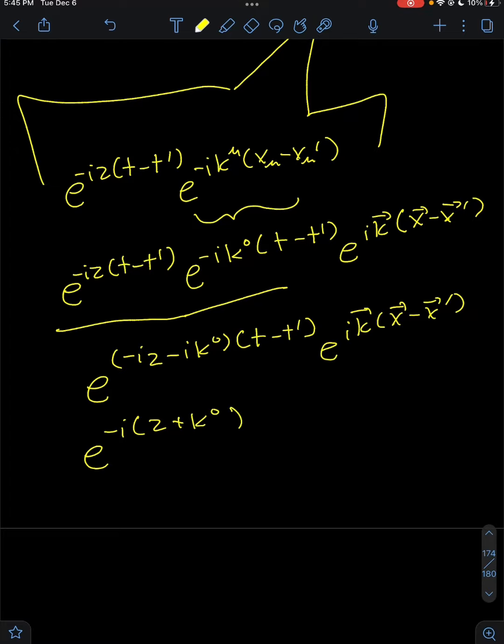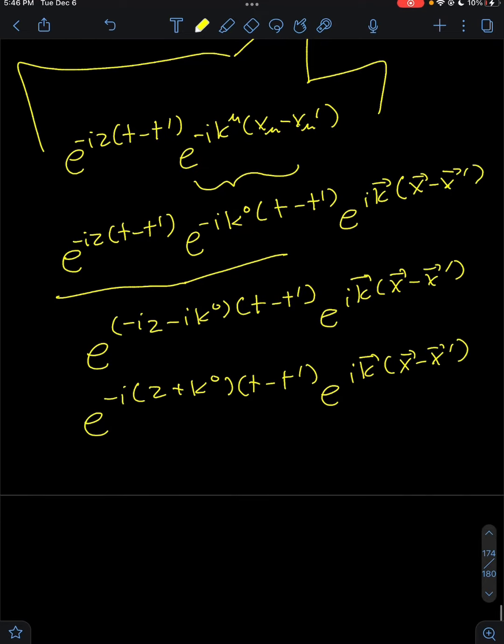And then we have (t minus t prime) times e to the i k, 3-vector k dot (x minus x prime). I hope that makes sense so far. All we're doing here is just algebra. We're not doing anything like physics right now, just basic manipulations. So that gives us this over here. We just factored out the t minus t prime from this exponential. That's all we did there.